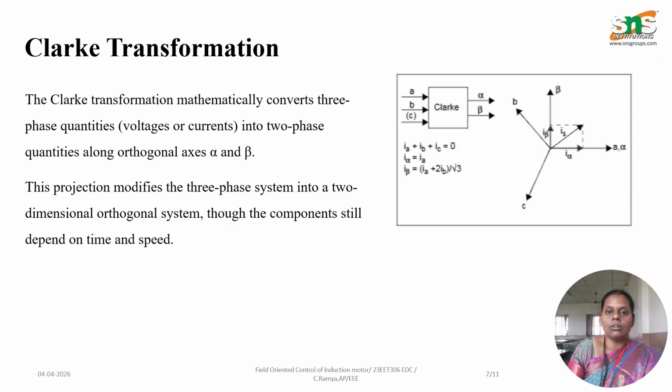Next, we can go for the introduction of the Clarke transformation. The Clarke transformation converts the three-phase quantities into two orthogonal components, alpha and beta. This simplifies the system into two-dimensional form. However, the values still vary with time and speed.